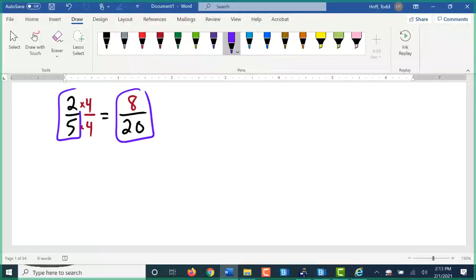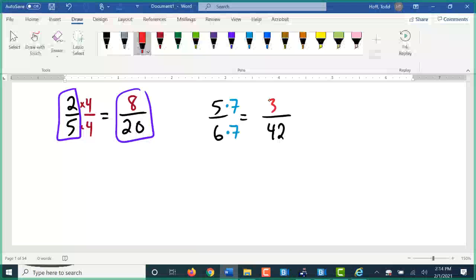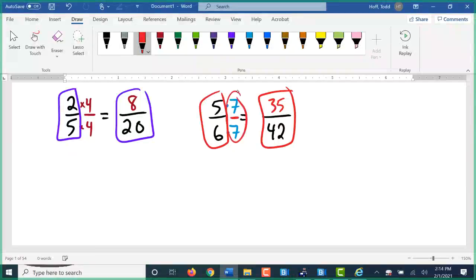8/20ths is exactly the same value as 2/5. Now we might have 5/6, and I want to change it into 42nds. What do I multiply a 6 by to turn it into a 42? 7. So I have to multiply the 5 by 7 as well to get 35. 35 over 42, again, has the exact same value as 5 over 6, because we multiplied by 7 over 7, which is 1.